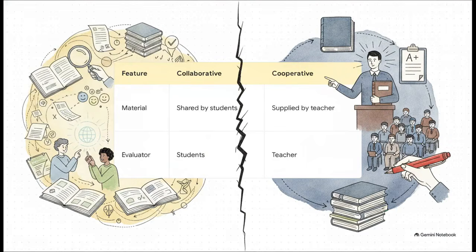We also see a massive split in how resources and grading are handled. Collaborative students supply and share their own source material, and uniquely, they often assess their own individual and group performance. Cooperative students, however, rely entirely on the teacher to supply the fundamental reading materials, and it's the teacher who evaluates their final submitted work at the end of the lesson.